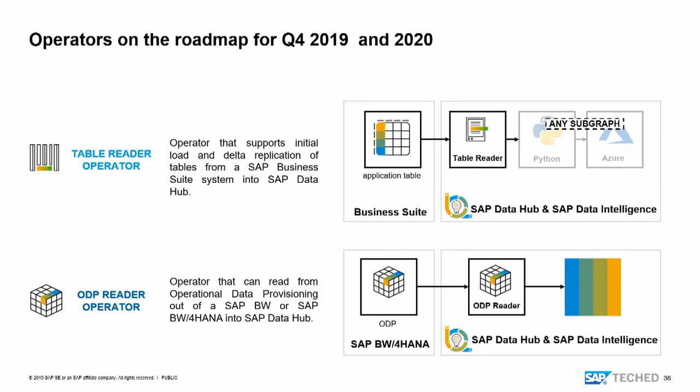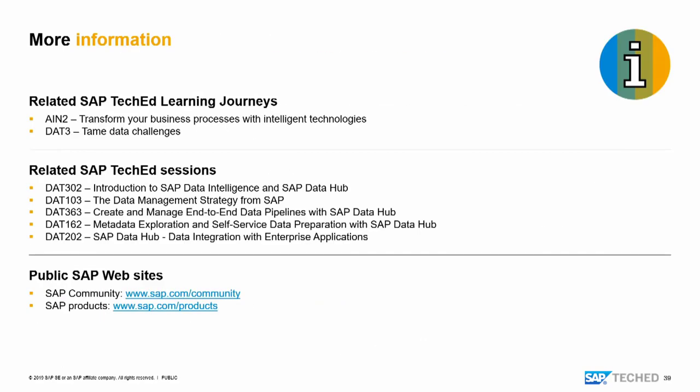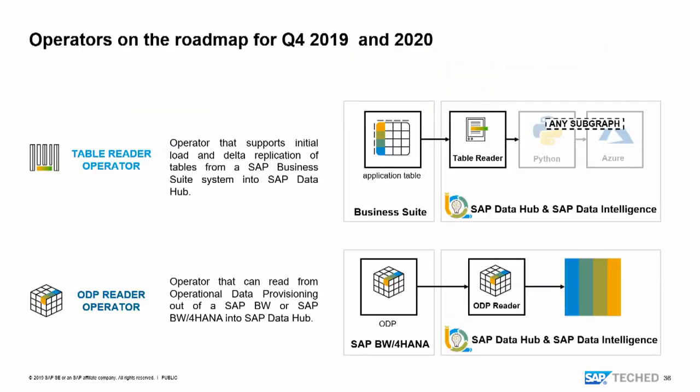That's one thing. And the second thing is an ODP reader operator. So this reader will then read initial and delta data out of ODP. So basically any data object that is supported by ODP can then also be made available within a Data Hub pipeline. So the idea or main use case behind that is to get BW data into Data Hub and consume BW data. Yeah, this was basically what we wanted to share with you today.